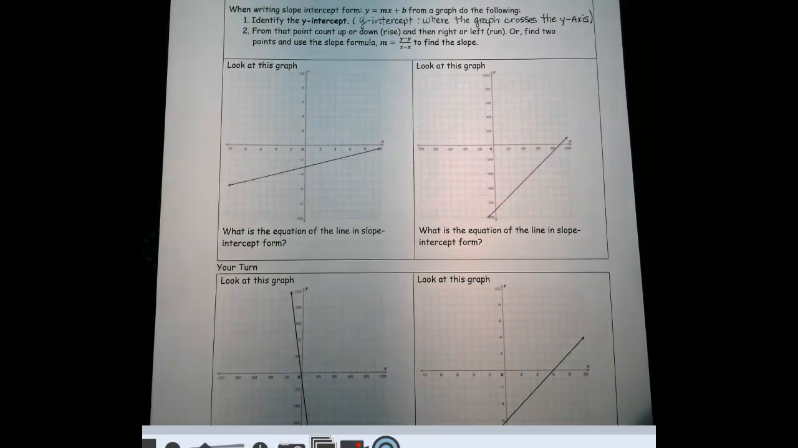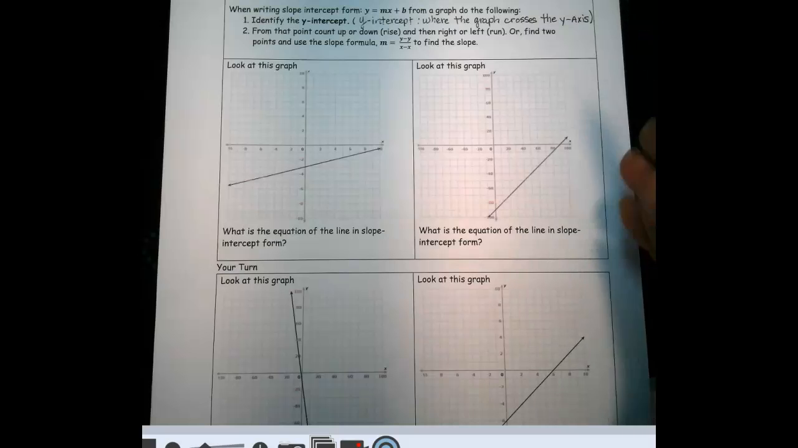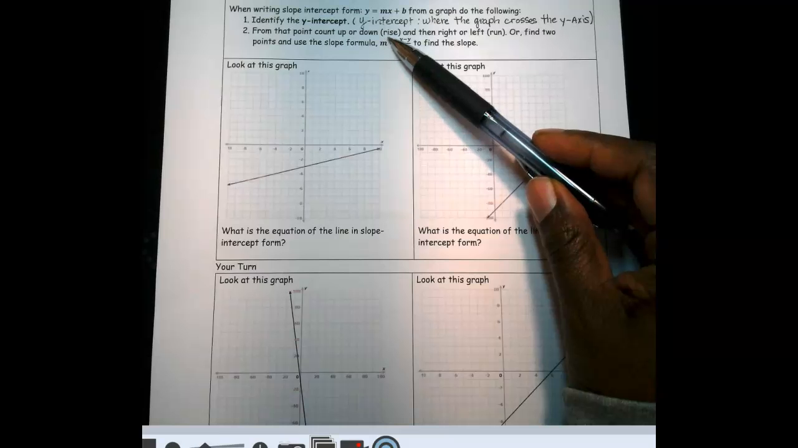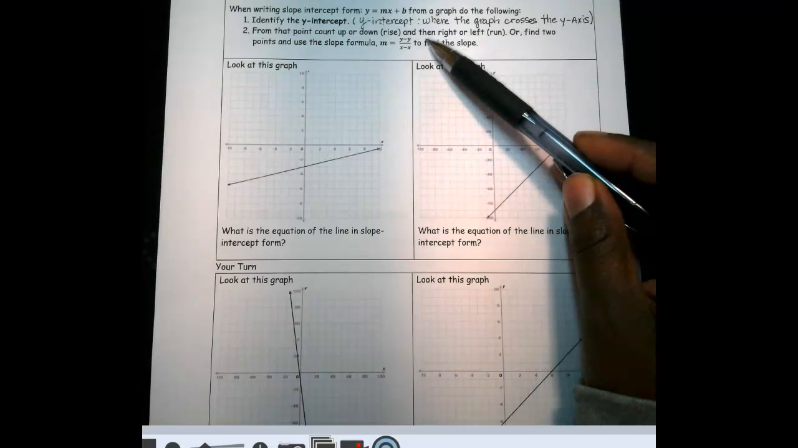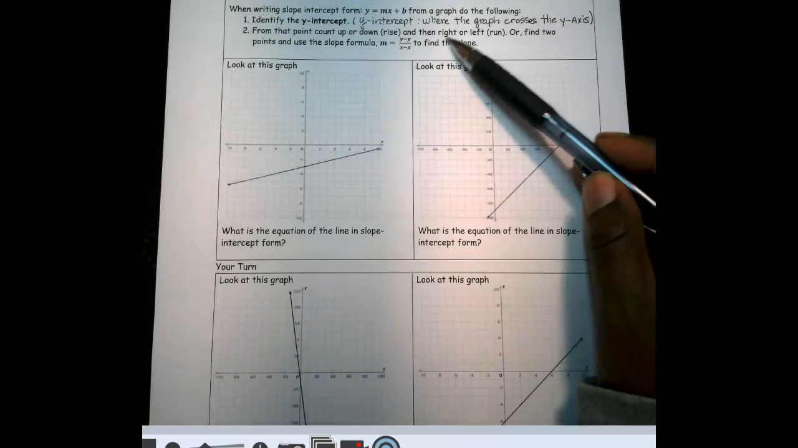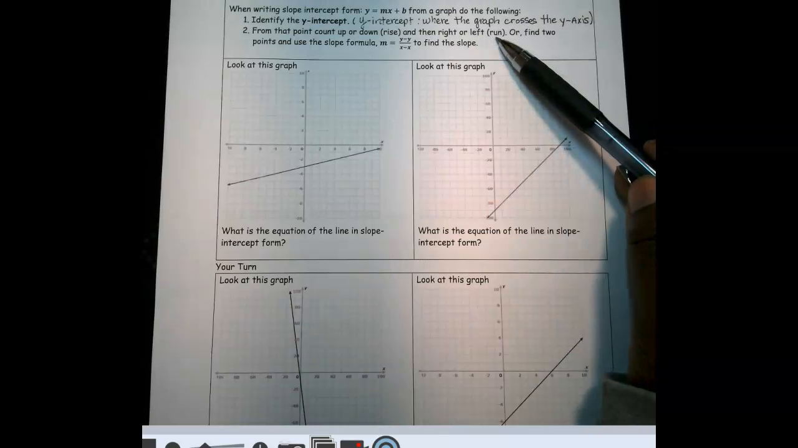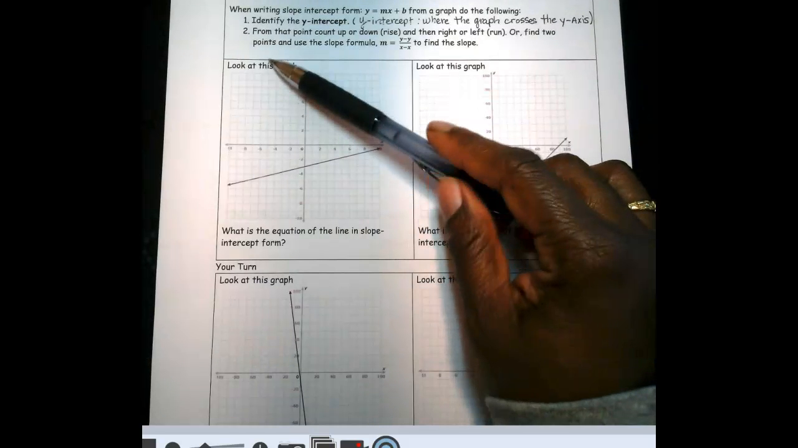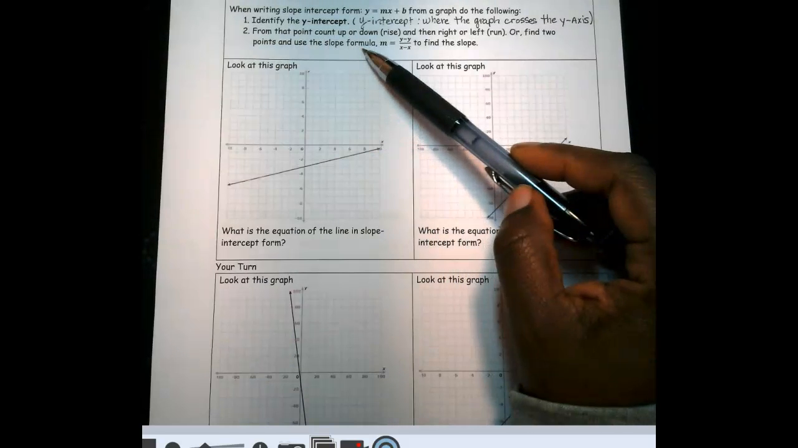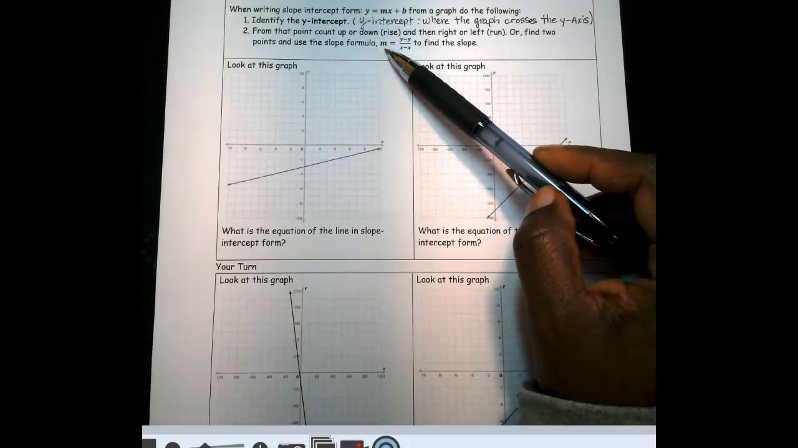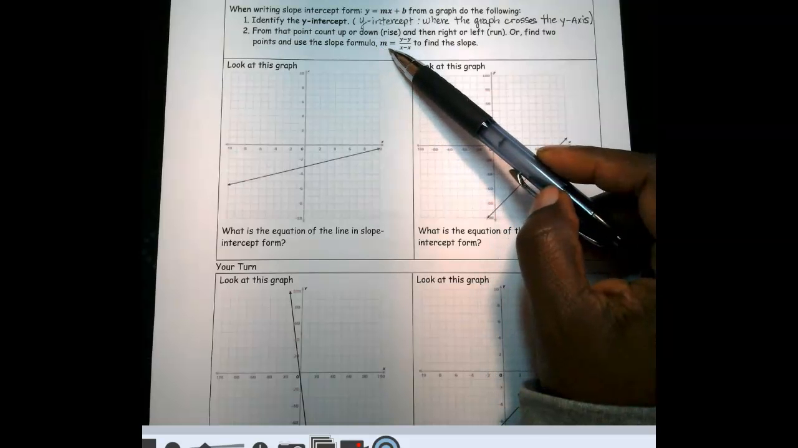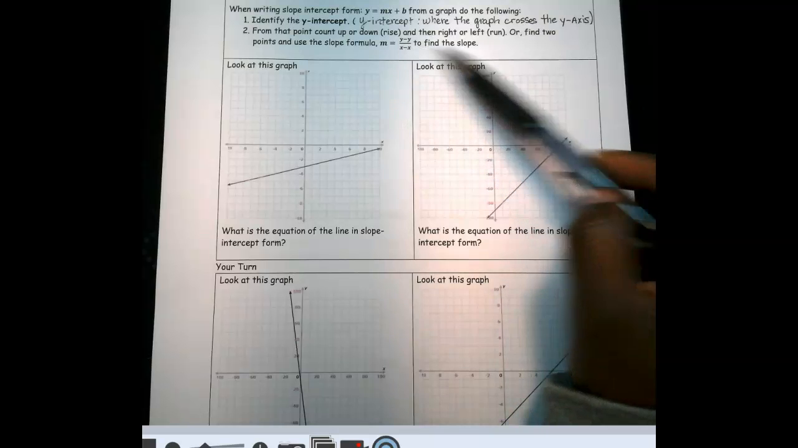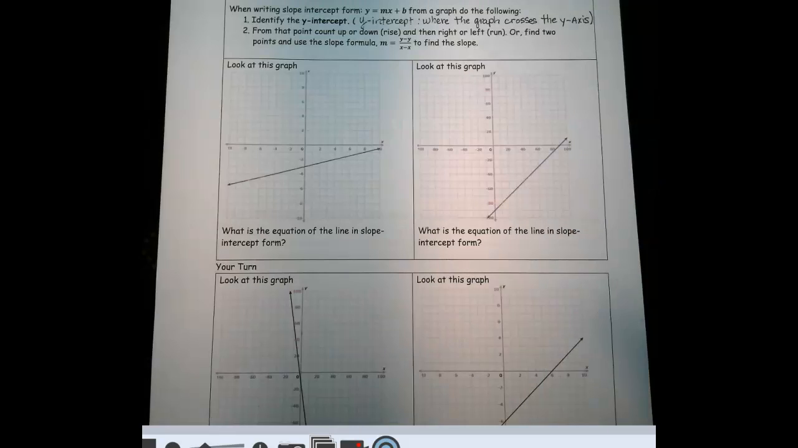So from that point, once you've done that, you're going to either count up or down, meaning you're going to rise, and then left or right, which is the run. Or find 2 points, remember those perfect points, and use the slope formula, which is m, representing the slope, equals y minus y divided by x minus x to find the slope. So you could do it either way.